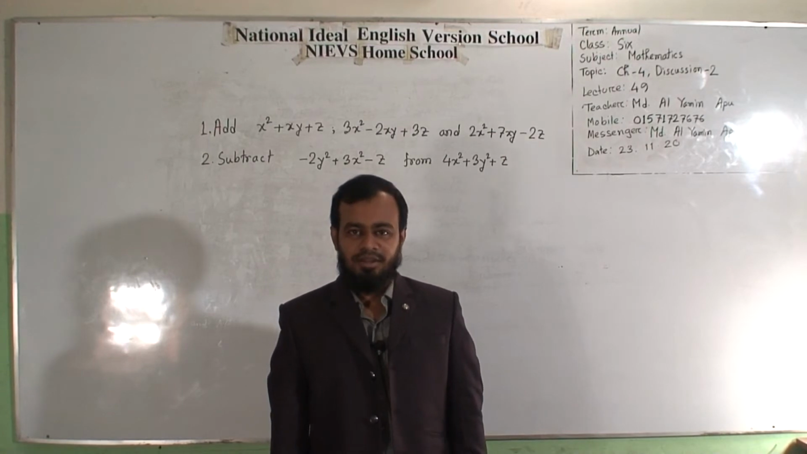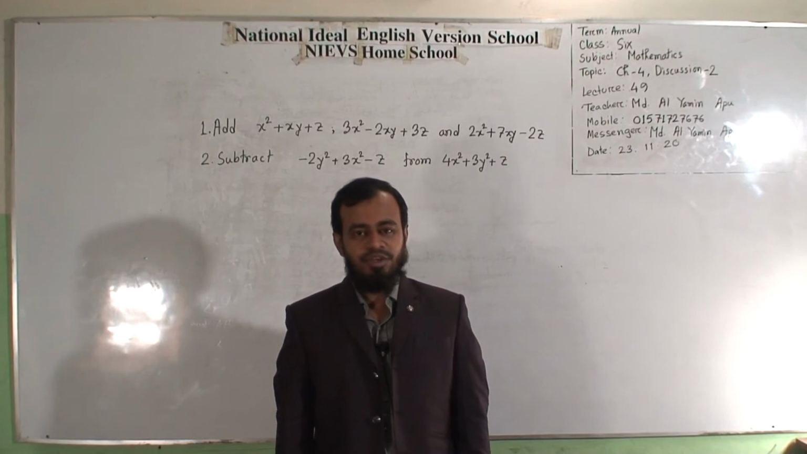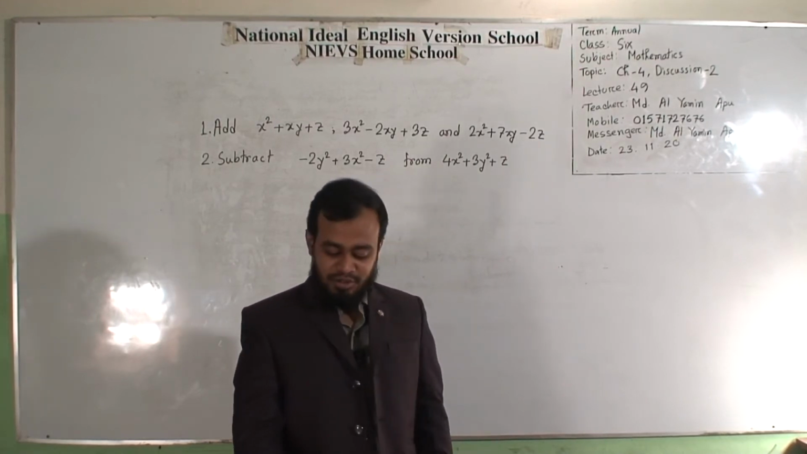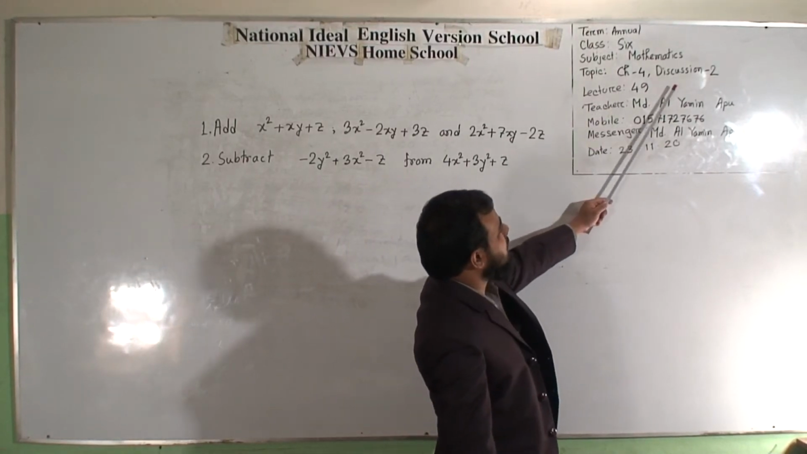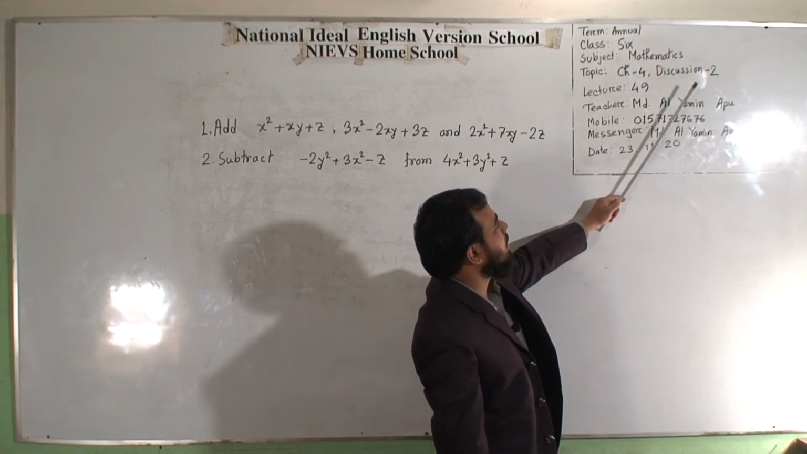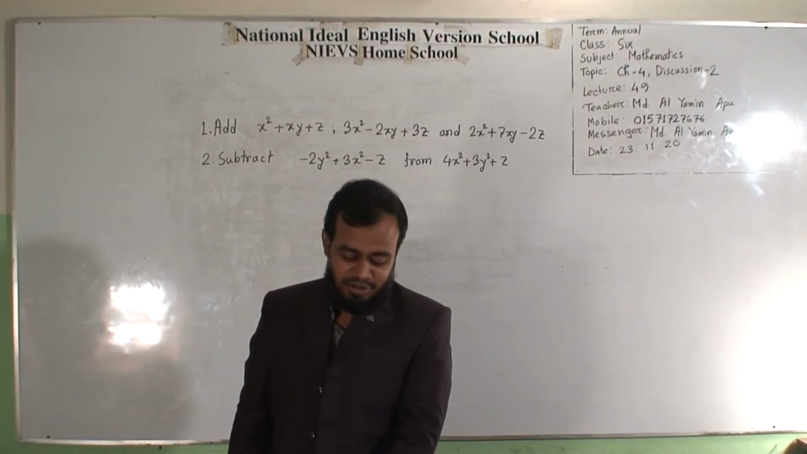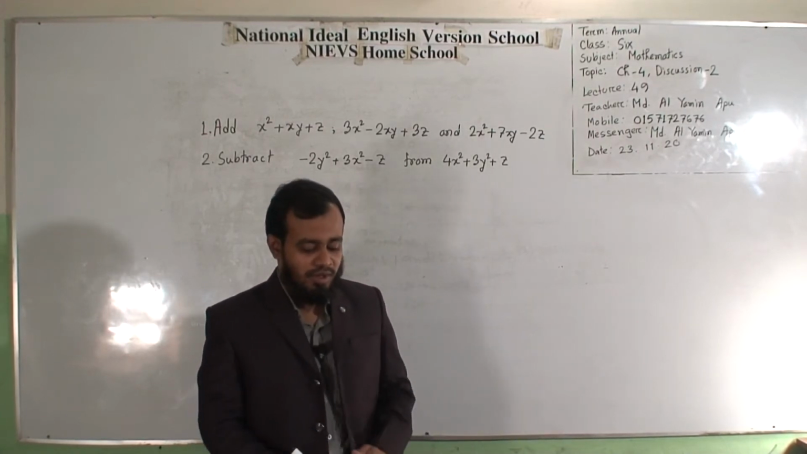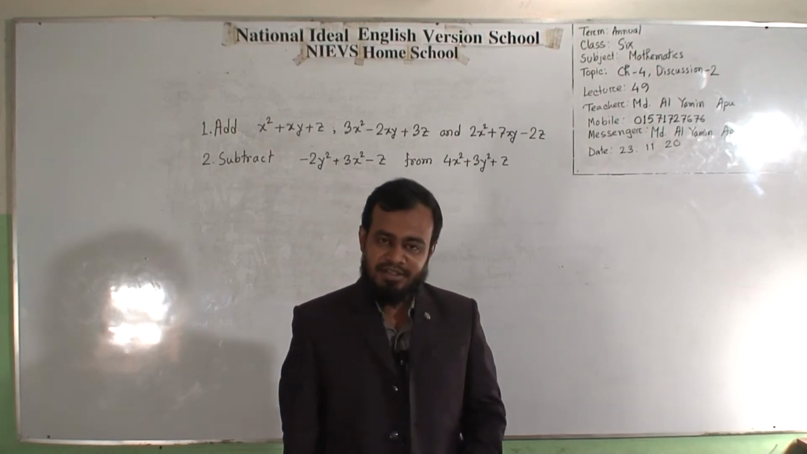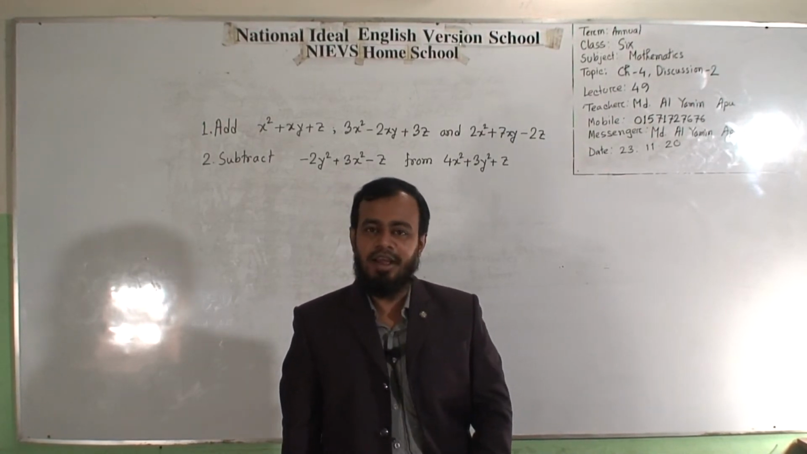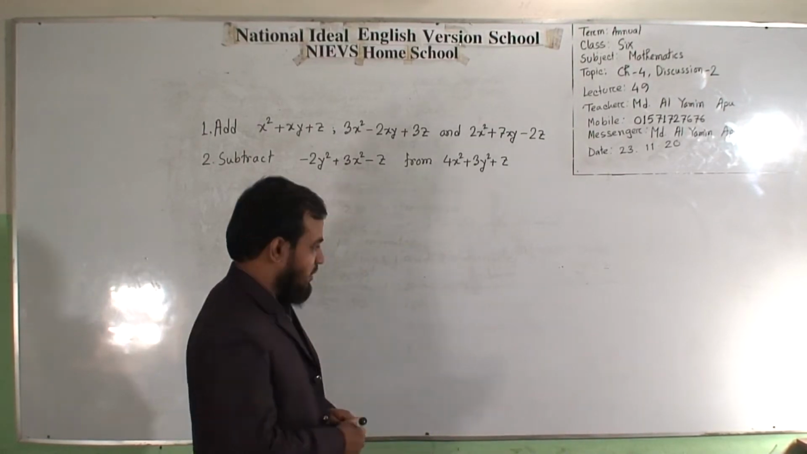Today I am going to take a math class for the students of class 6. Today's topic is chapter 4 discussion part 2, and today's lecture number is 49. Chapter 4 discussion part 2 is our topic. Okay, lecture number is 49. In discussion 1 of chapter 4 we learned a lot of things. We will learn today the exponent, that means the base and index, the power, and the addition and subtraction of algebra.